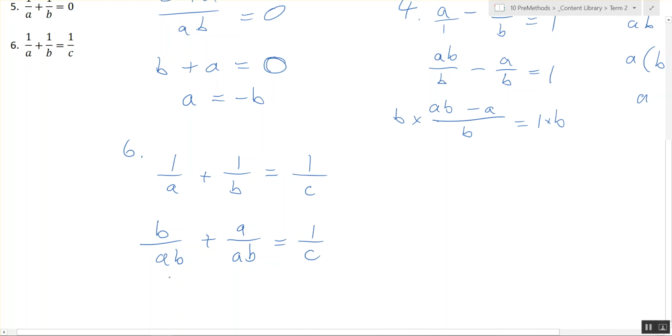Now you may be asking, why can we do this? Why can we multiply by b on the top and bottom? Because it's essentially the same as, I'll show you, multiplying by 1. b divided by b is 1. So essentially we're just timesing by 1, timesing by 1. That's why we can do that. b plus a over ab equals 1 over c.